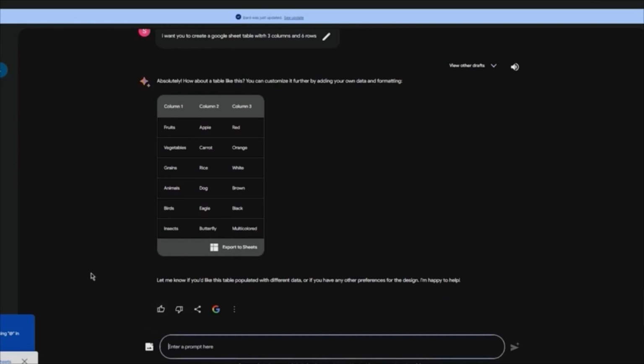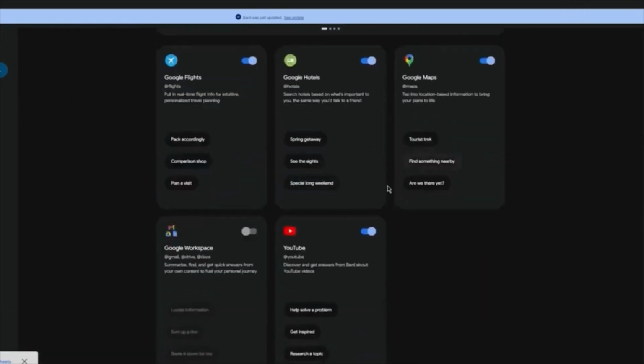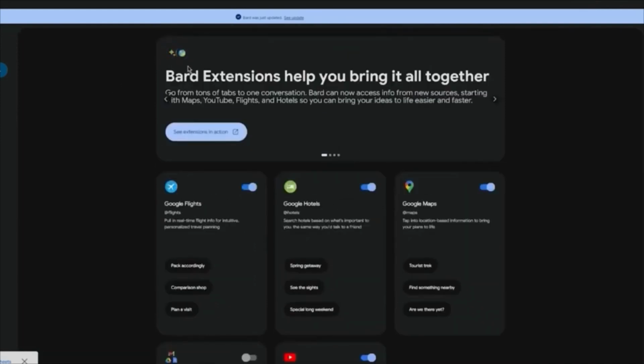Now let's move on to some other things. You can obviously use more integrations, by the way, like you have other extensions. You can use Google Maps, Google Sheets. You can even search up things on YouTube. You have Google Flights and all.